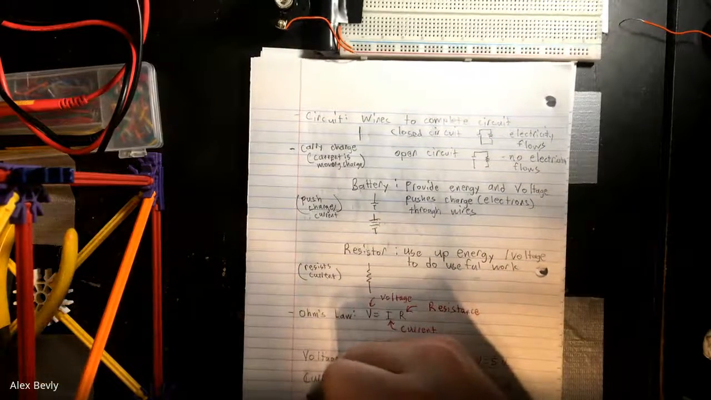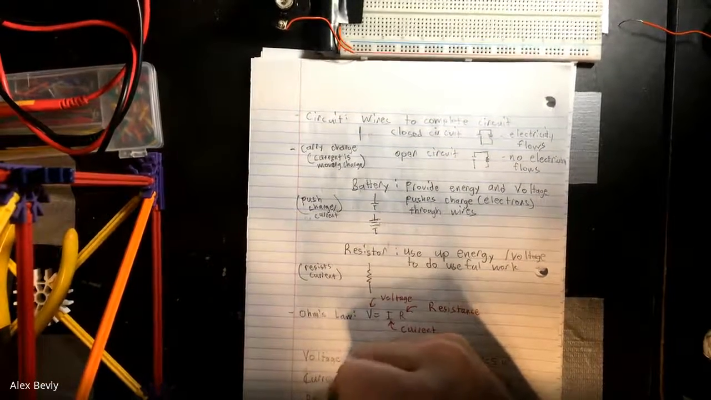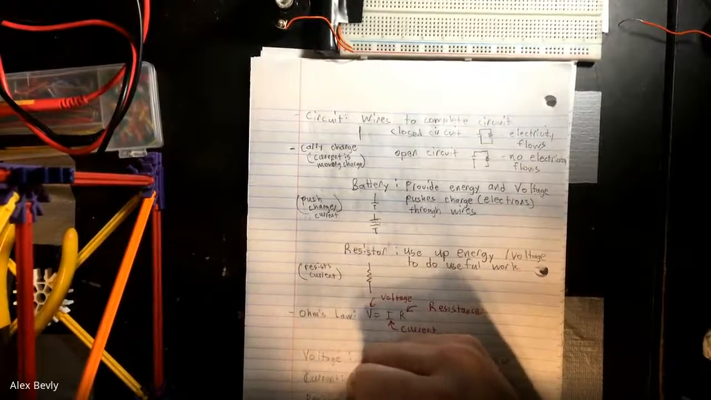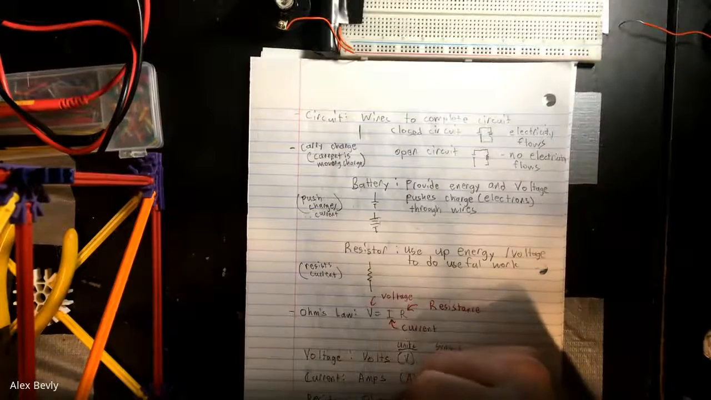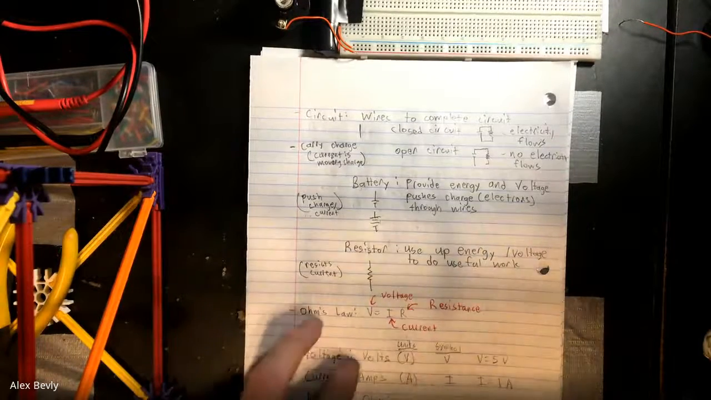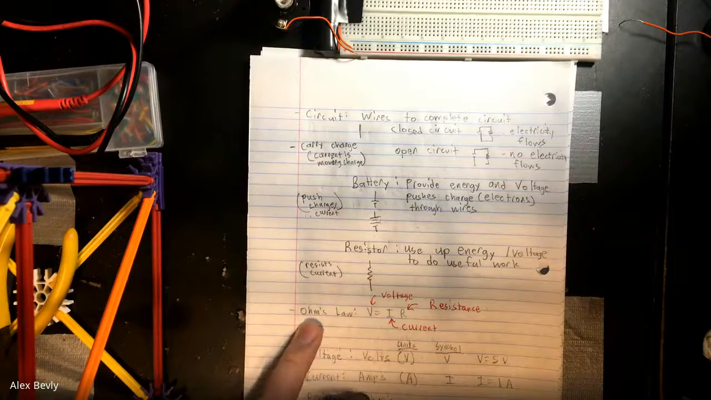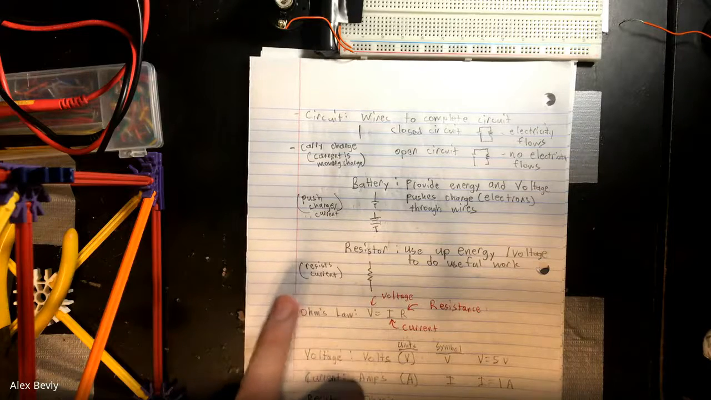And then lastly, we have resistance. So resistance is going to be in ohms. So all these are people: Volta, Ampere, Ohm. Ohm, obviously the same person from Ohm's law.